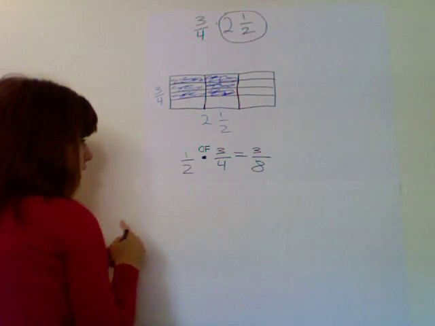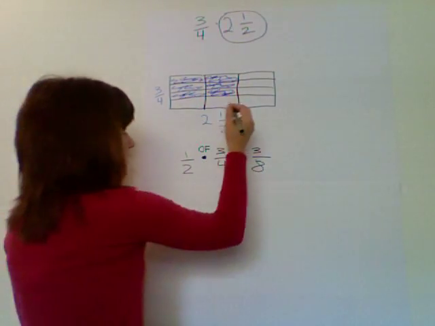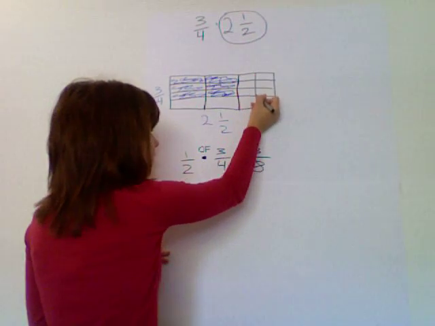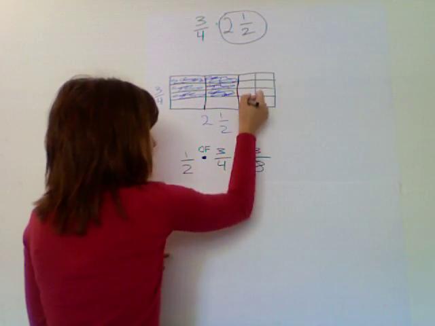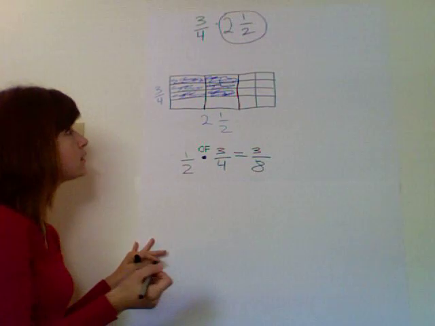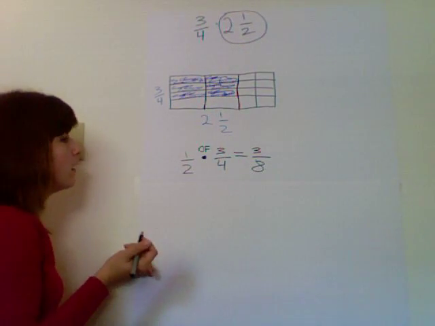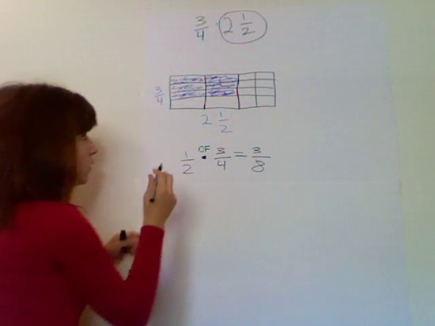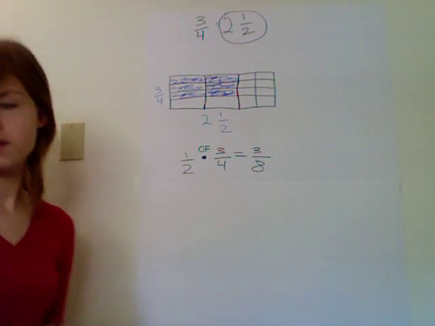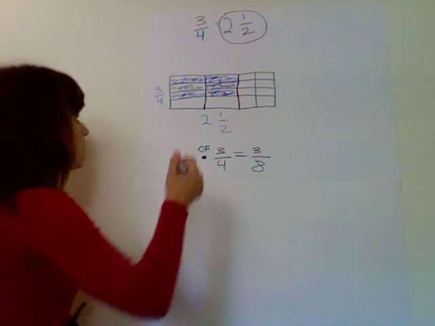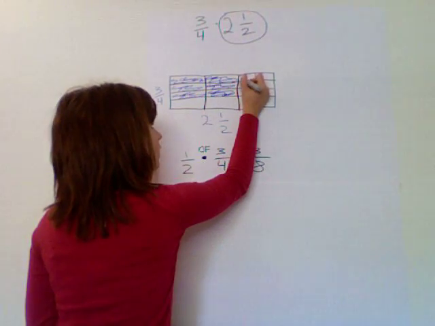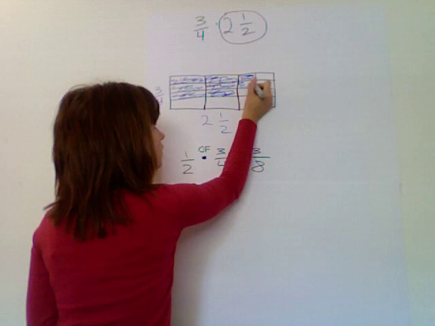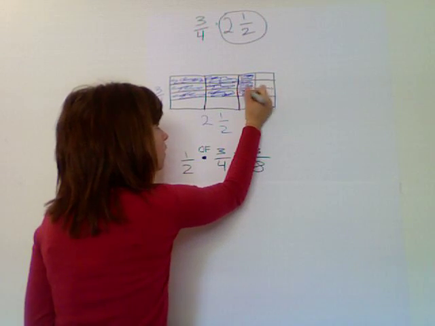We need to get it into eighths. We can do this by splitting it in 2. Now there's 1, 2, 3, 4, 5, 6, 7, 8 parts. And this 3 is telling us we need to shade 3 of the 8. So 1, 2, 3.